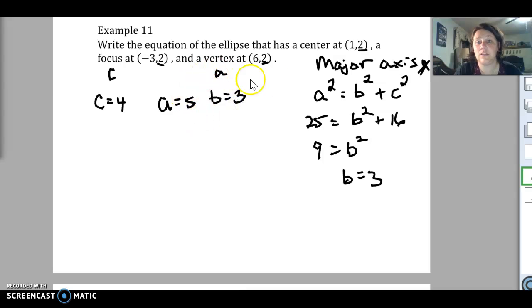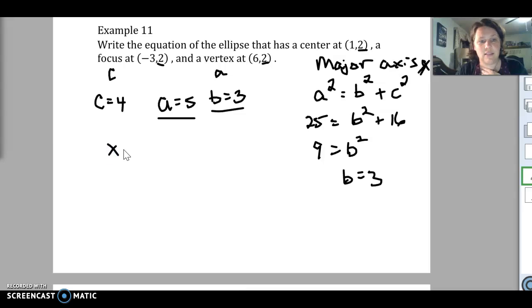Okay, so we have our center. We also know what a is, and we also know what b is. So since we know all of that information, we can go ahead and write our equation. It is important to know which one is the major axis. I would have gotten it wrong if I had stuck with y being our major axis. But it is indeed x that is our major axis.